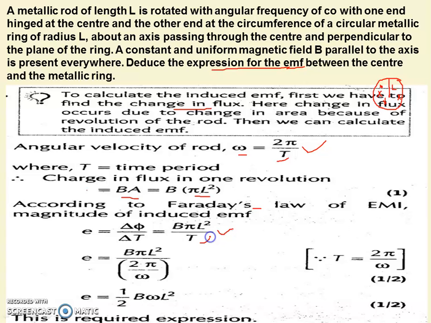Now substitute the value of capital T. Capital T is nothing but the time period, so we can write it as 2 pi by omega. Now the final expression will be E equal to half B omega L square. So this is the induced EMF, right? So this is the expression for induced EMF.